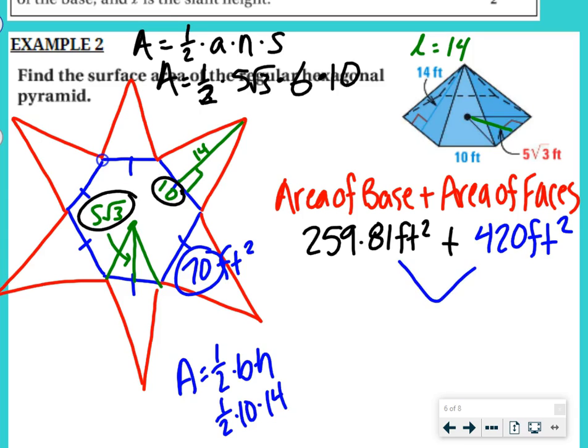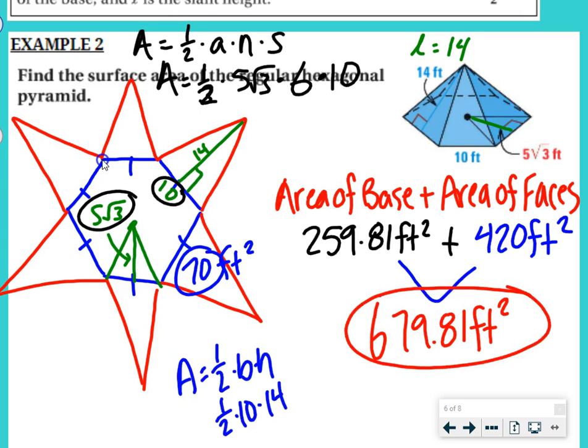Add these two together to get the total surface area, and you get 679.81 feet squared. So that is how to find the surface area of a pyramid.